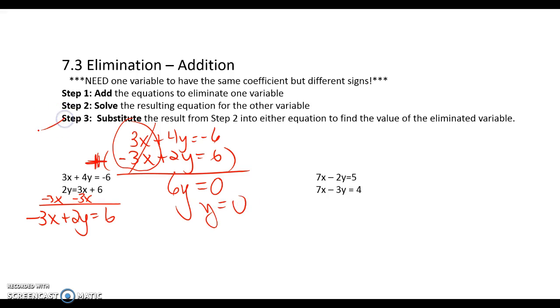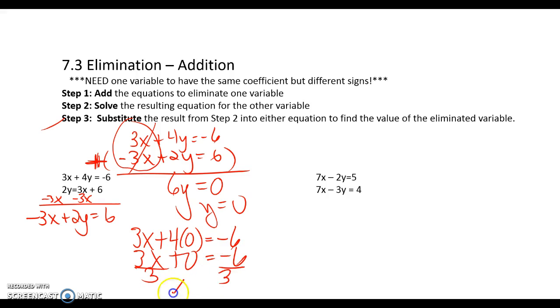The third step says substitute the result from step 2 into either equation to find the value of the eliminated variable. So I'm going to take this equation: 3x plus 4y, which is 0, equals negative 6. 3x plus 0 equals negative 6. I'm going to divide by 3. X equals negative 2. So my answer looks like negative 2, 0. If I check that, it works.